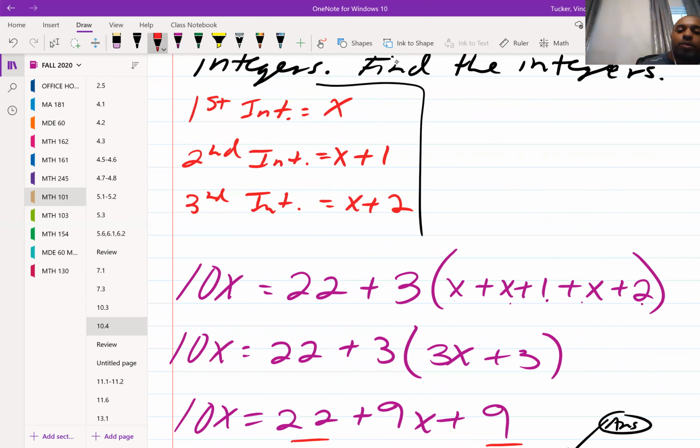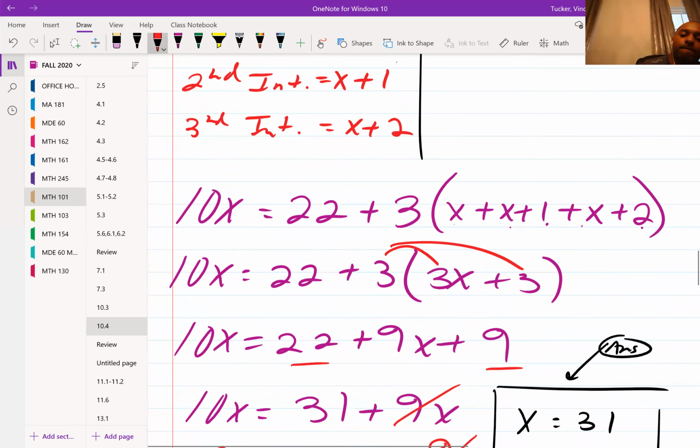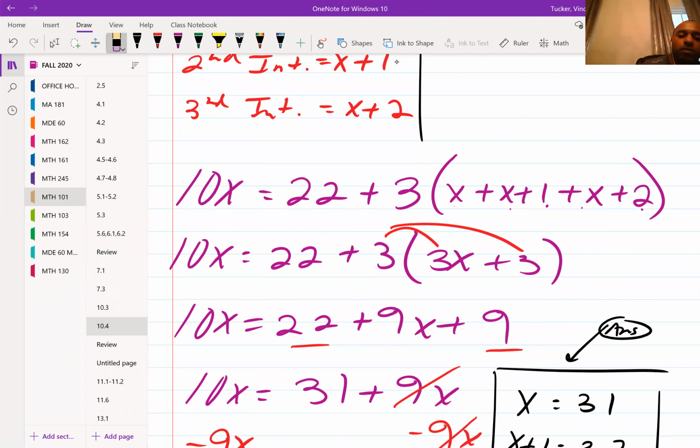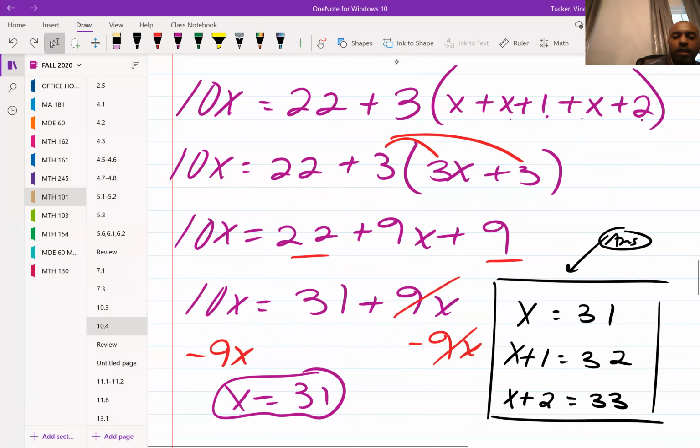All right, now we can distribute the 3. That'll give us 10x equal to 22 plus 9x plus 9. So 22 plus 9 is 31. That gives us 10x equal to 31 plus 9x. Subtract 9x from both sides, and that'll give me x equal to 31.